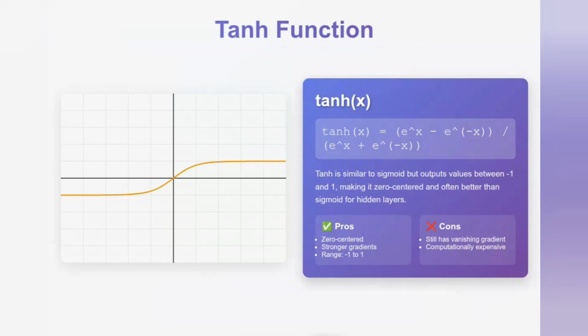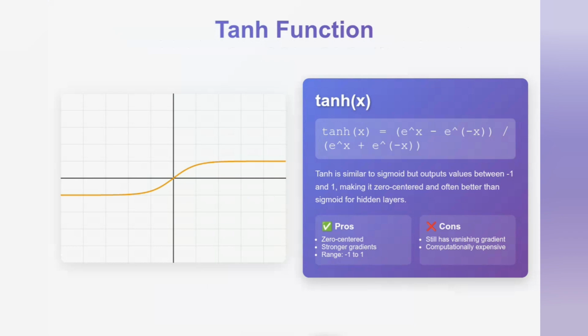Next up is the Tanh function, or hyperbolic tangent. You'll notice it looks quite similar to sigmoid, but its output range is between -1 and 1. This zero-centered output is a significant advantage over sigmoid, as it often helps with faster convergence during training. Its formula is tanh x equals e to the power of x minus e to the minus x, divided by e to the power of x plus e to the minus x.